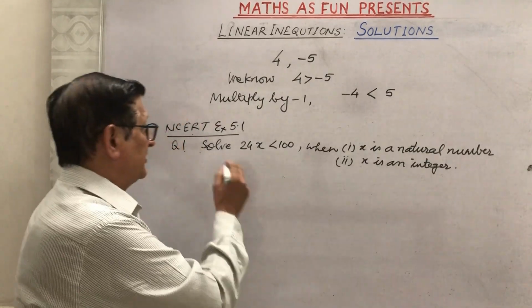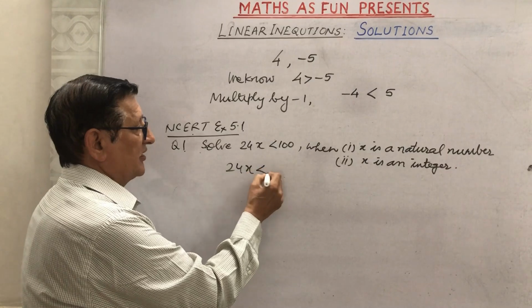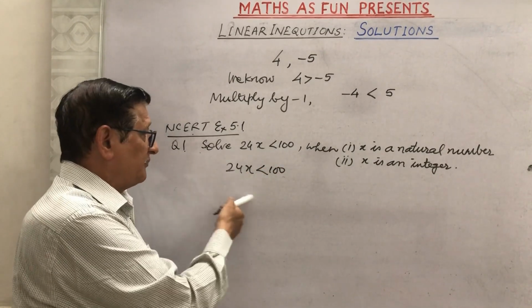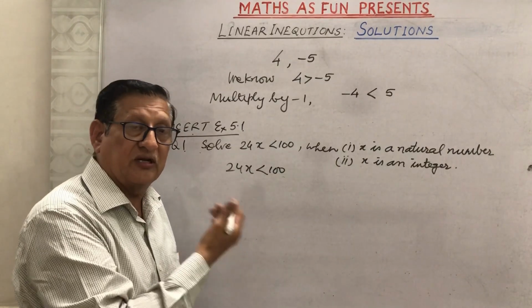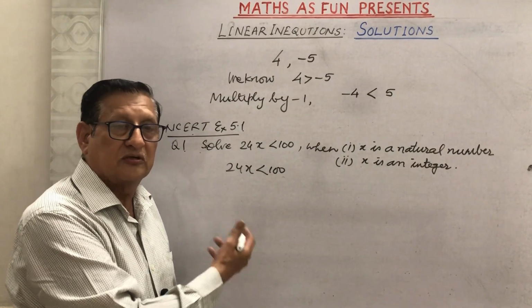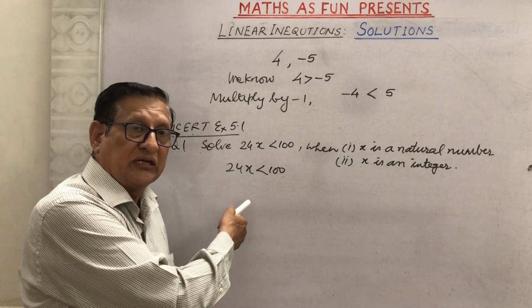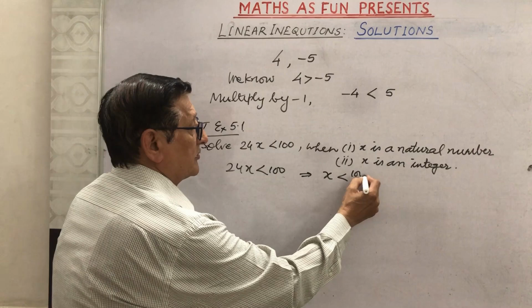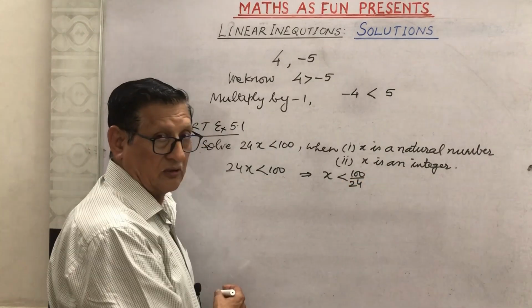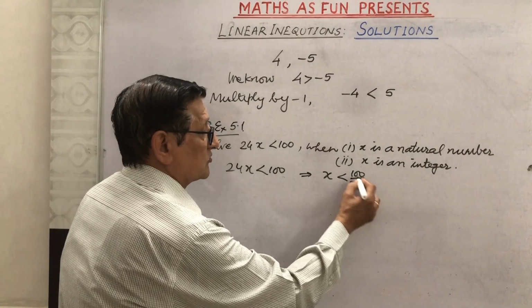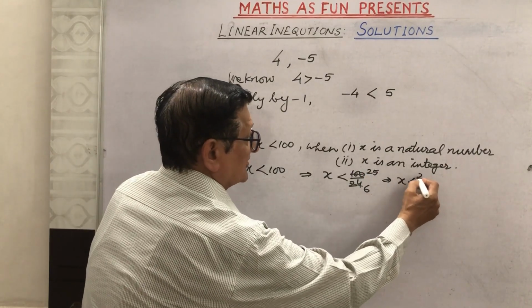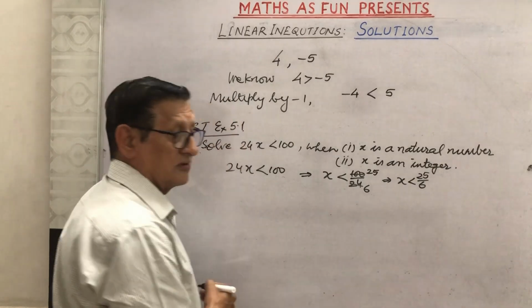So first we write the inequality 24x < 100. Then use the transposition: divide by 24. So we are dividing by positive 24, no effect on the inequality sign. So it will be x < 100/24. 4 cancels: 4 6s are 24, 4 25s are 100. It means we are getting x < 25/6.